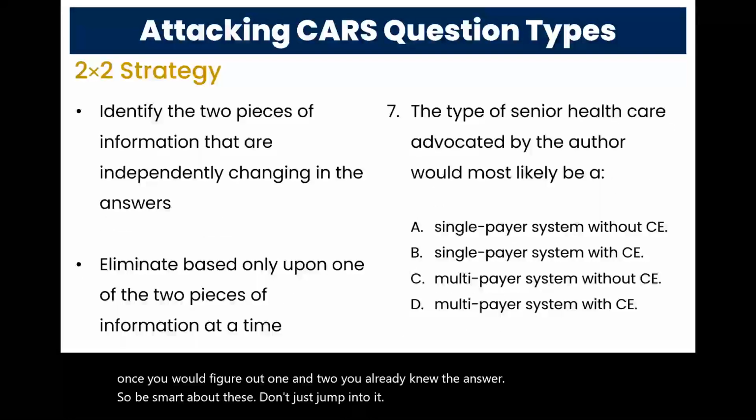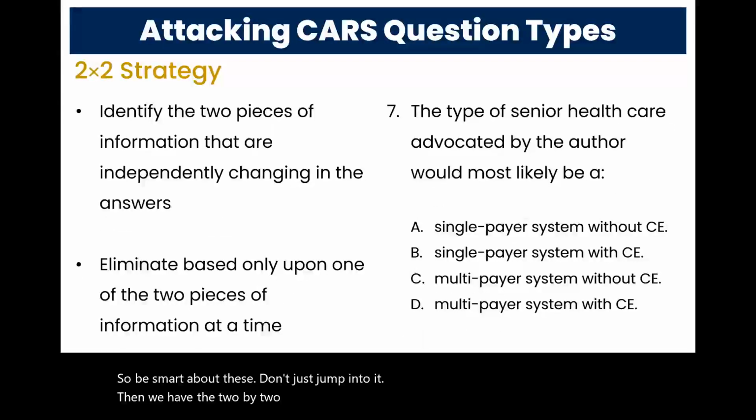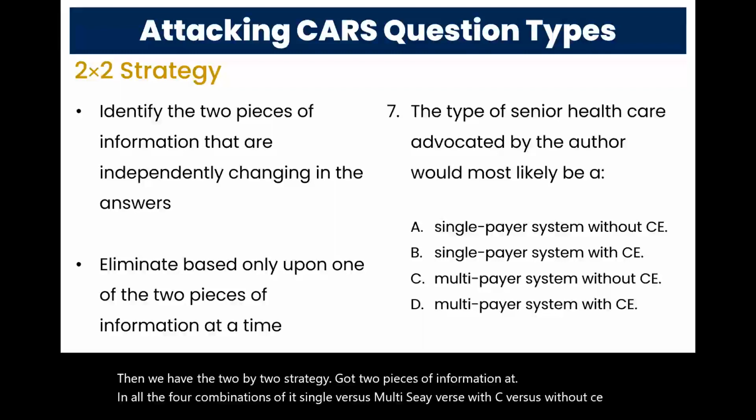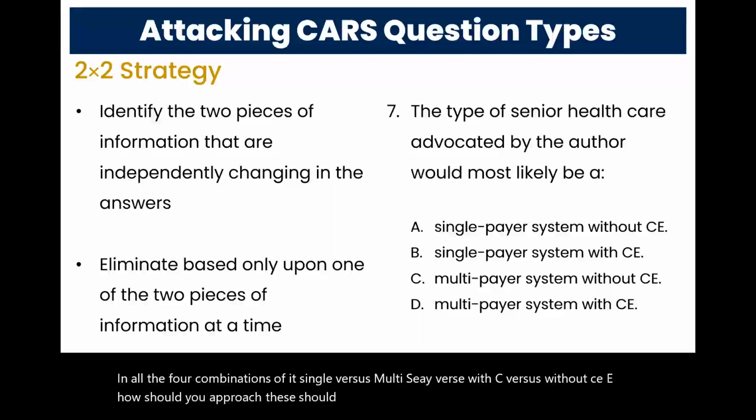Then we have the 2x2 strategy. We got 2 pieces of information in all the 4 combinations of it. Single versus multi, with CE versus without CE. How should you approach these? Should I try each answer as a whole or try each answer as a half?